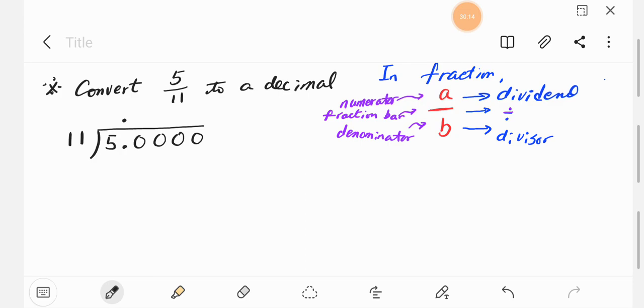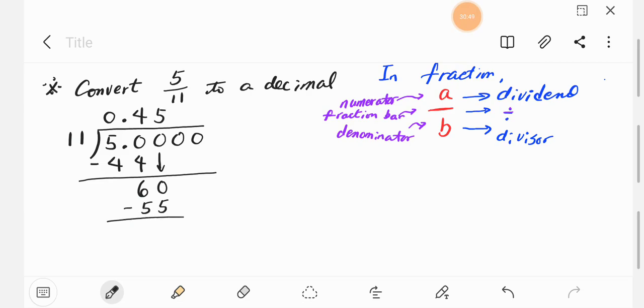All right. Then 5 is smaller than 11, so just put 0. You cannot divide it. So now we have 50. So how many 11s can fit into 50? 4, right? 11 times 4 is 44. And then subtract. Then we have 6. So bring this one down. So in 60, how many 11s can fit? 5, right? Then 55. Subtract. So we have 5 and 0.